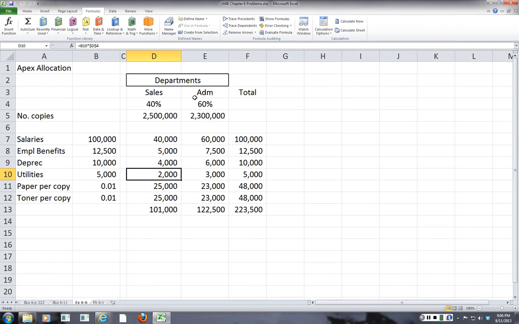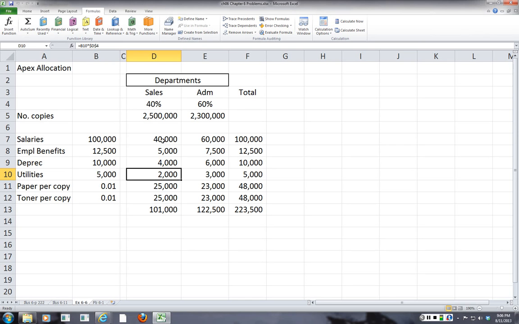the administration department. And what they say is these costs are assigned to two cost pools, one for fixed and one for variable costs. The costs are then assigned to the sales department and administration department. Fixed costs are assigned on a lump sum basis, 40% to sales, 60% to administration, and the variable costs are assigned at a rate of 2 cents per copy.